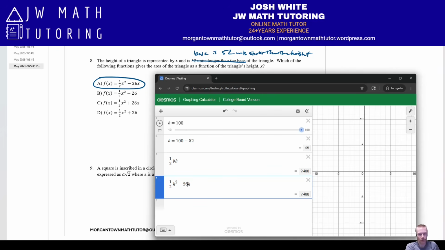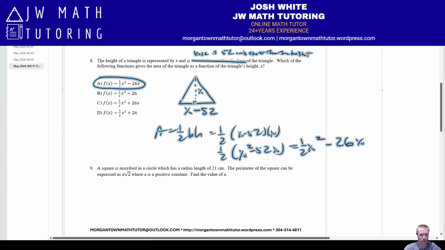So let's just confirm the others are wrong. Okay, in B, it's the same formula, but there's no variable on the 26, so get rid of that. Doesn't match, not correct. Now technically, if I add a plus here, this is actually answer choice D, doesn't match. Now if I add the H back here for answer choice C, again notice it gives a different value. So A is the only one that returns the same value for the area that I get as if I calculated it using the formula. So this is just an alternate approach you could take for this problem.